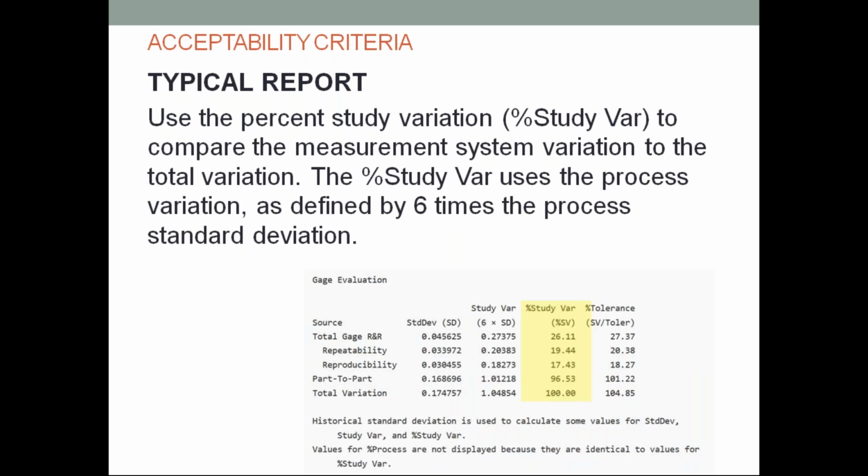Use the percent study variation, or percent study var, to compare the measurement system variation to the total variation. The percent study var uses the process variation as defined by 6 times the process standard deviation. So the percent study variation is 6 times the standard deviation of what has been supplied to the study.